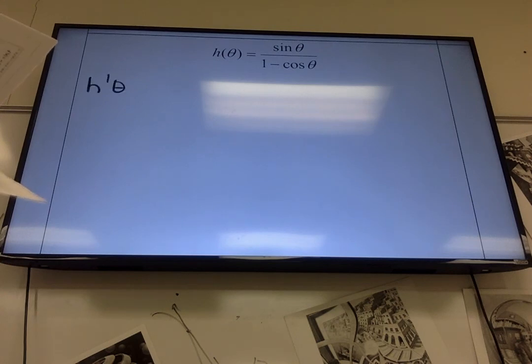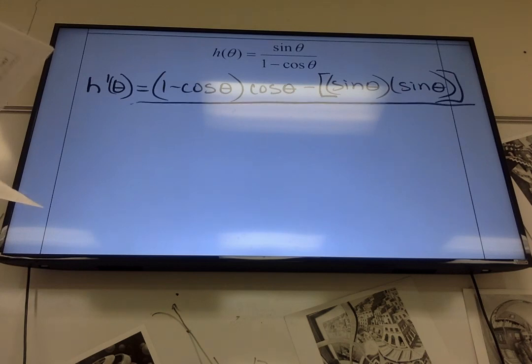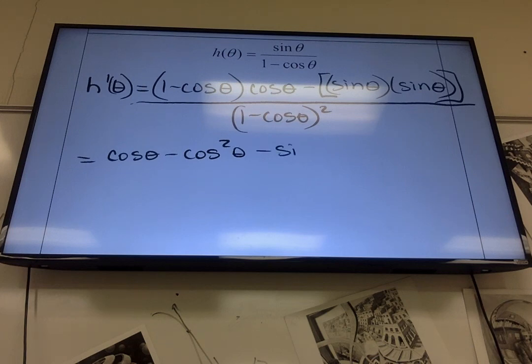So, h prime of theta: low, D high, minus high, D low, square the bottom, and there we go. Hey, that's a big step. Okay, now we distribute the cosine of theta. So cosine of theta minus cosine squared of theta minus sine squared of theta.